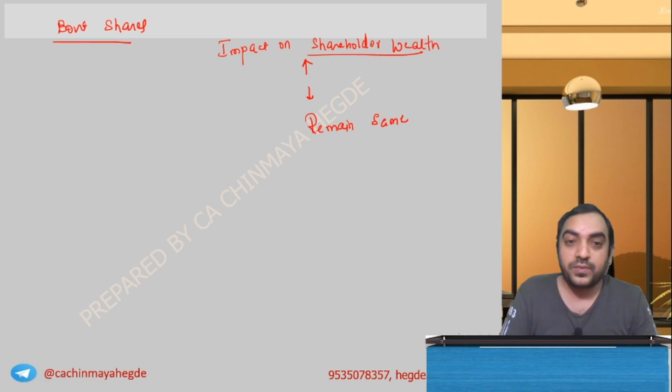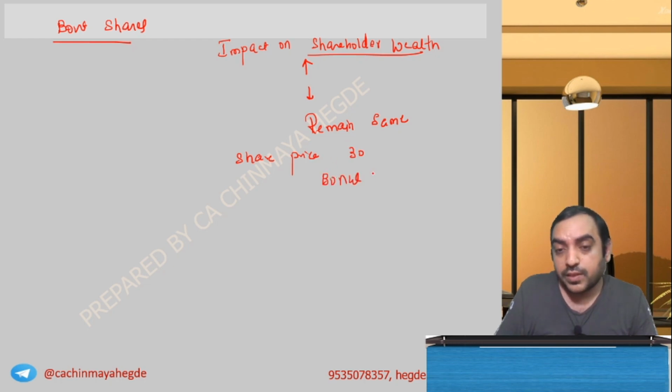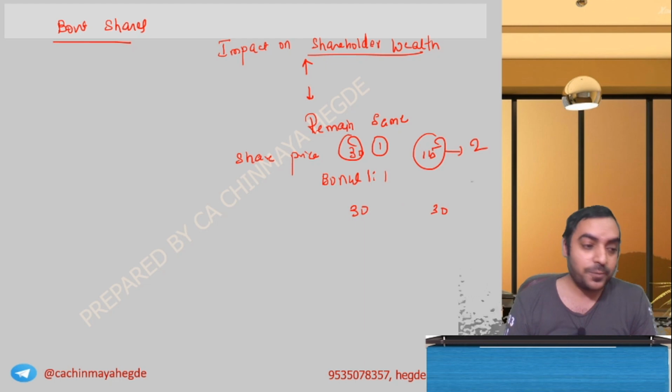What do you think? The bonus shares will not have any impact on shareholders' wealth. Why? Suppose share price is 30 rupees. You issue bonus, the ratio 1:1. Share price will become 15 rupees. Now, when share price becomes 15 rupees, you should not think your share price reduced. Earlier you had one share of 30 rupees. Now you will have two shares of 15 rupees. Overall it will be 30 rupees only. Shareholders' wealth is not affected.